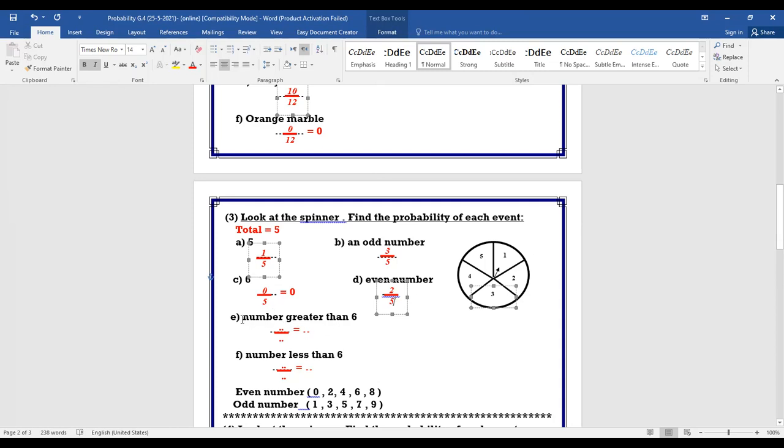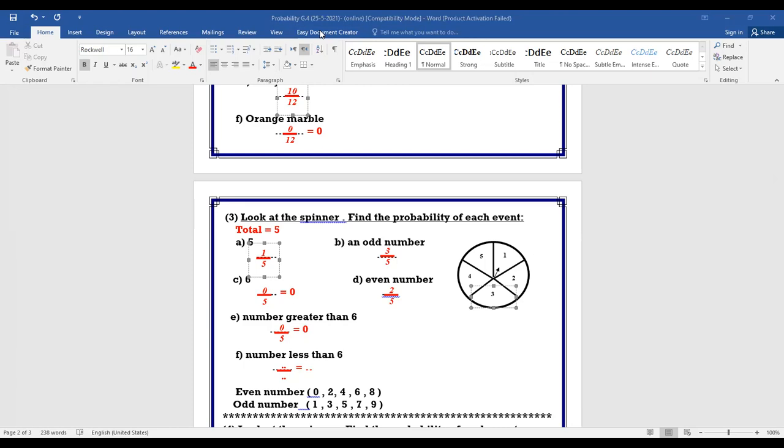Okay, Muaz. E. Number greater than 6. How many numbers here are greater than 6? There is none. It will be 0 out of 5, out of the total number 5. 0 out of 5 equals 0. Okay, the next one.